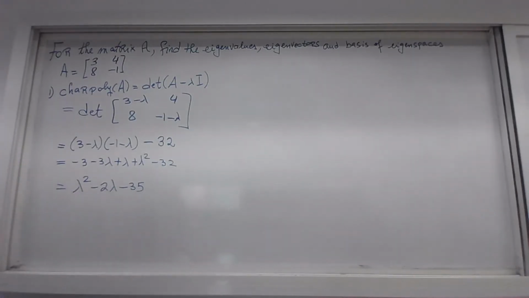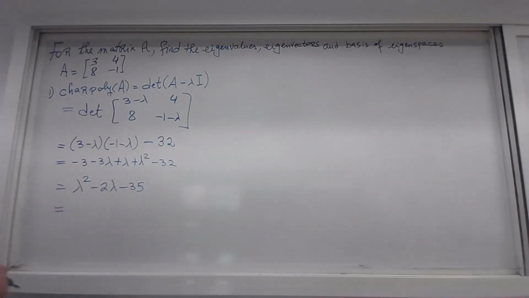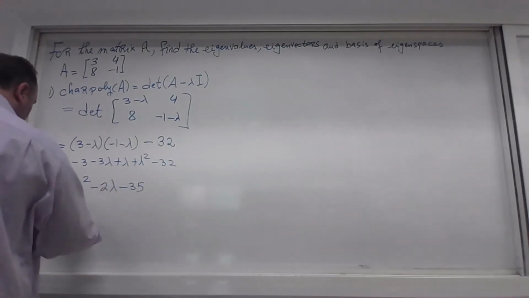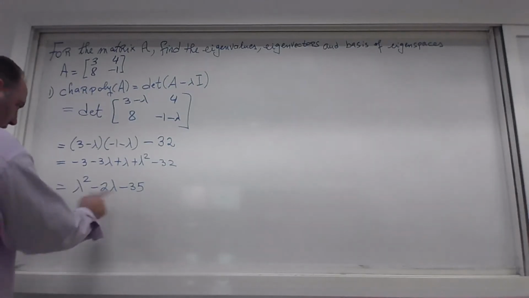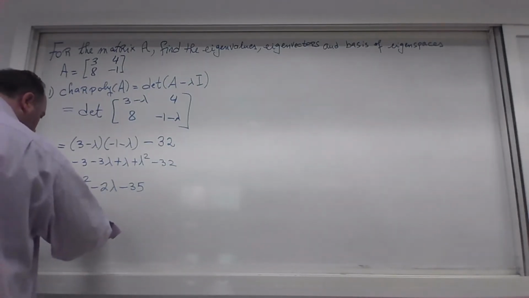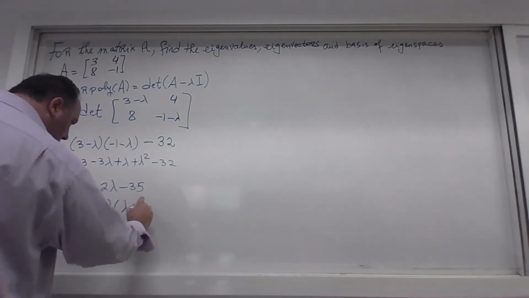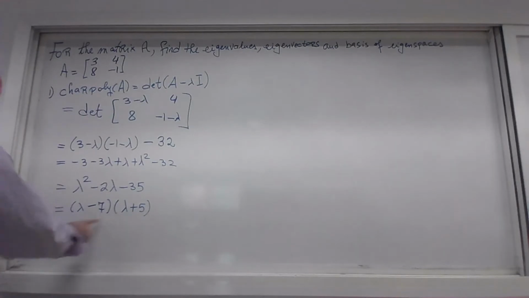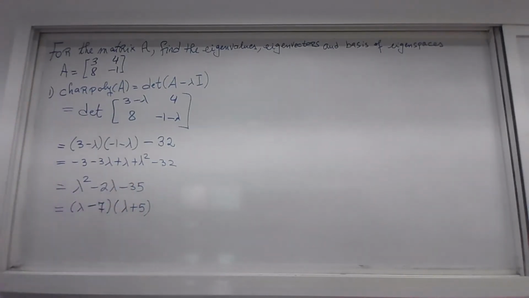Now we need to find the roots of this characteristic polynomial. Eigenvalues are the roots. So I can factor this or find the roots the other way, as you like. I guess the factors are 7 and plus or minus 5, we will see. So I have lambda minus 7 and lambda probably plus 5. If I multiply, lambda squared, 5 lambda minus 7 lambda, that's minus 2 lambda, minus 35. Okay, so I have factored my characteristic polynomial.